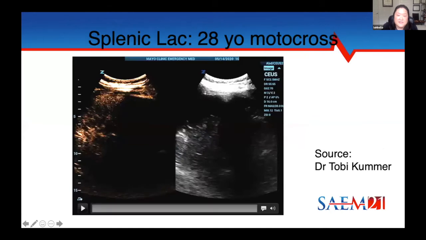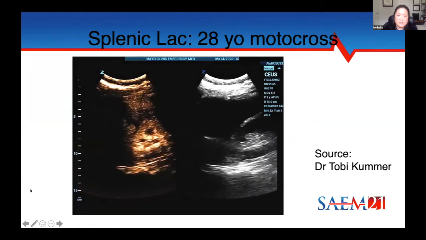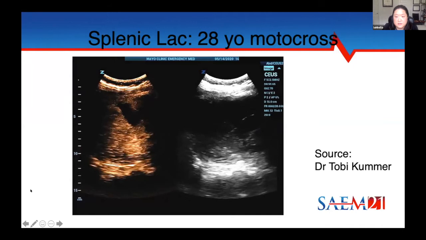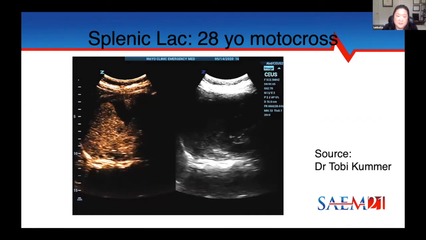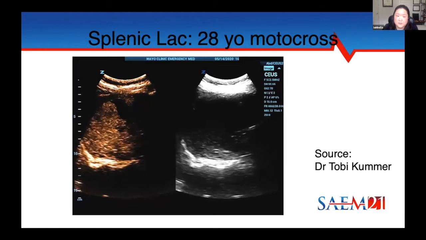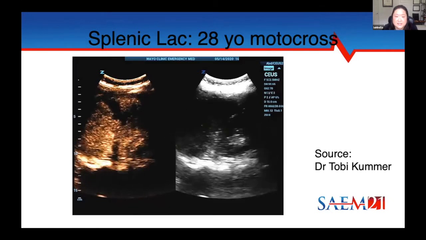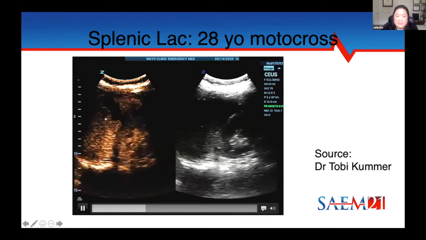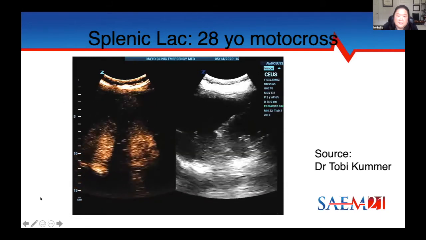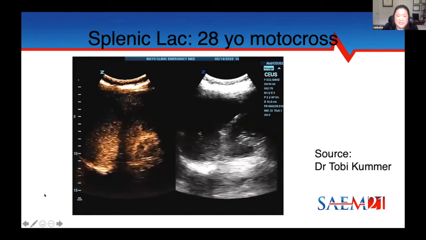And finally, we have an example of a splenic laceration in a 28-year-old in a motocross accident. On the right side, in B mode, the near field is quite dark and it's hard to appreciate a splenic laceration. On the left side, there is a pretty clear laceration right there that even a fairly novice user could pick up.